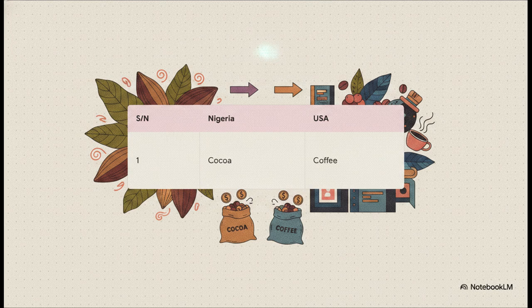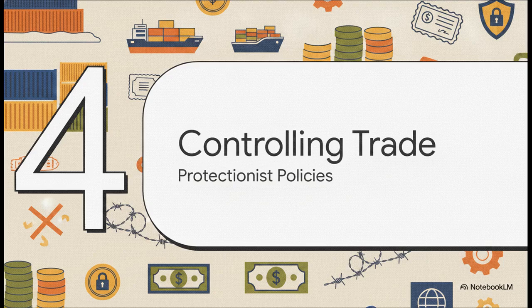It completely wastes resources. But if Nigeria strictly specializes in cocoa, and the USA strictly specializes in coffee, and then they trade, overall global production goes up. By trading its abundant cocoa for the US's coffee, Nigeria effectively gets more coffee than if it tried to grow it itself. Costs plummet, output maximizes, and everybody wins. Which brings us to Section 4, Controlling and Protecting Trade.